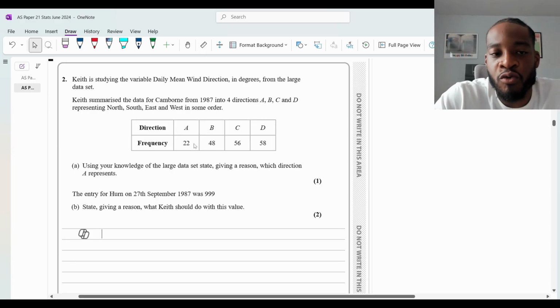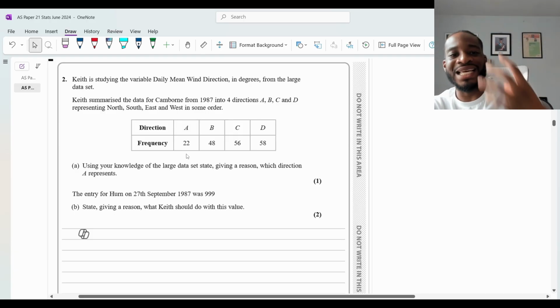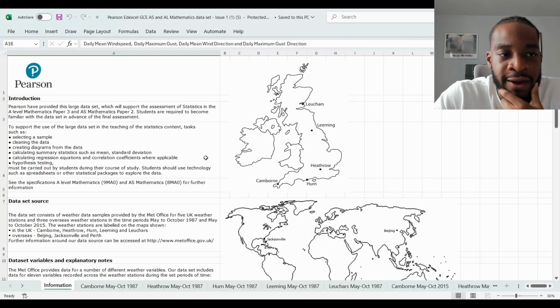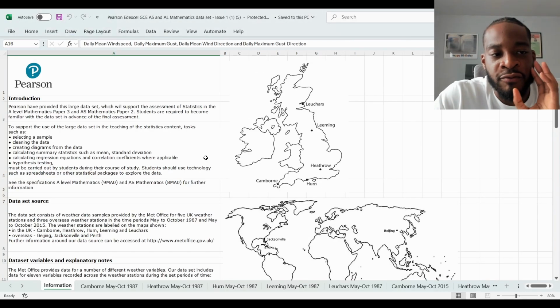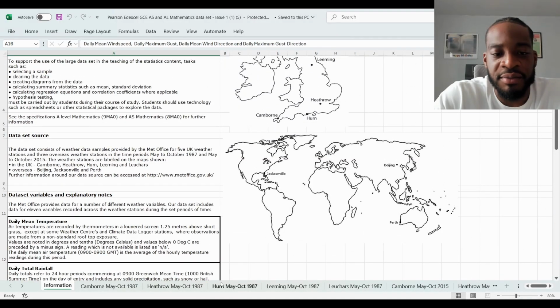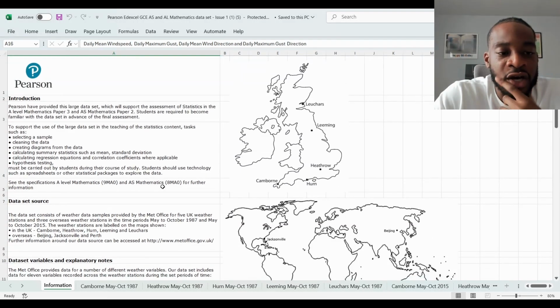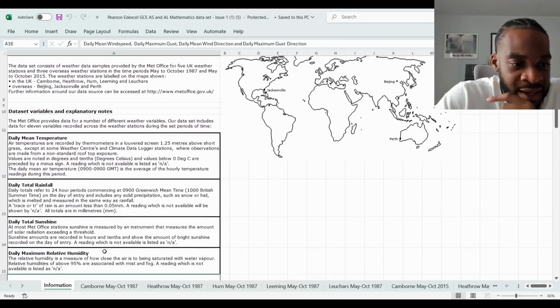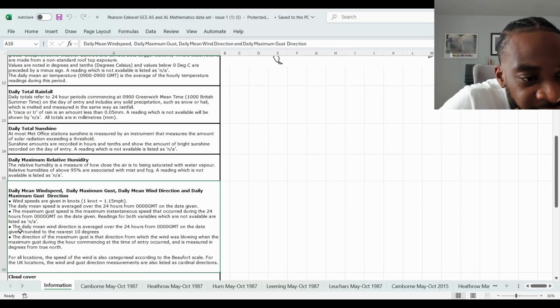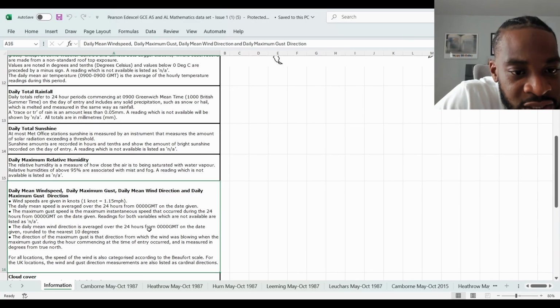As we can see from the table, A happens to be the least frequent. So the question is, which direction is the least frequent in Camborne in 1987? I'm going to show you the large data set, which is here. It's an Excel spreadsheet. It's a very good spreadsheet. It summarizes everything on the first page, and then you've got the tabs for the different pieces of information. Now, to answer the question about the least frequent, we're dealing with daily mean wind direction. And it says here that the daily mean wind direction is averaged over 24 hours on the day, and it's rounded to the nearest 10 degrees.